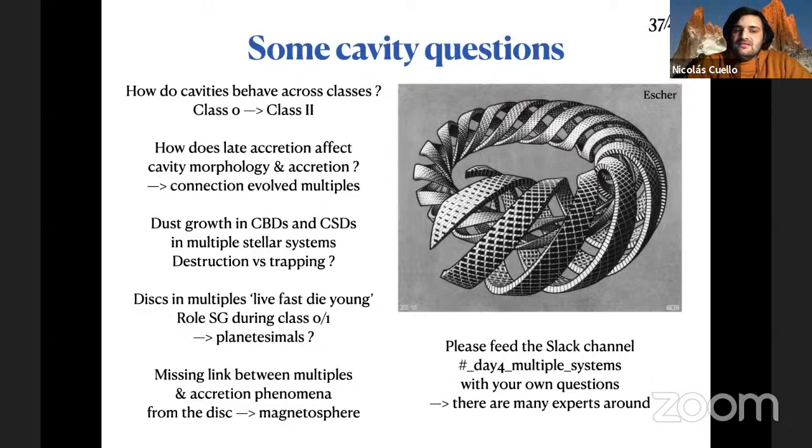So perhaps this is the role of self-gravity for young stellar objects that plays a major role in forming planetesimals. It needs to be further investigated. And finally, there is a missing link between multiples and the accretion phenomena from the disk to the magnetosphere that will likely be studied in the next years.